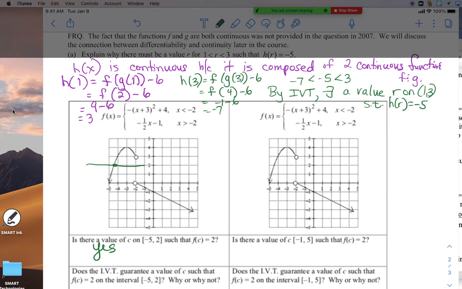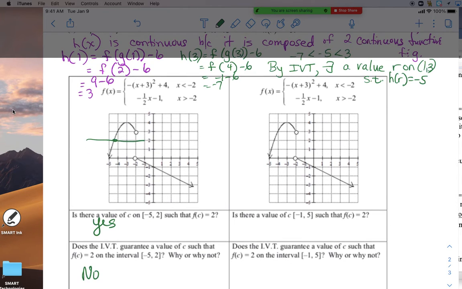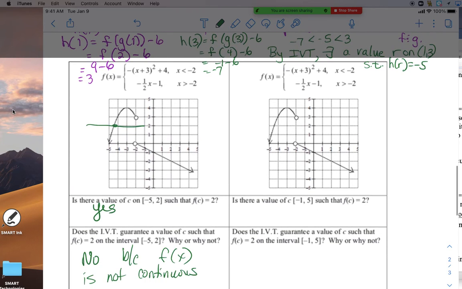But the next question says, does the intermediate value theorem guarantee a value of c? And the answer is no, because f of x is not continuous on the interval from -5 to 2. Okay, there clearly is a place where y equals 2. But the intermediate value theorem doesn't guarantee it. Okay? All right, now try the second one.